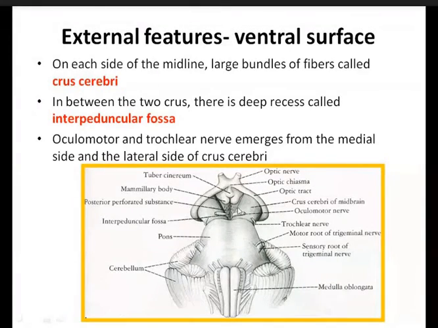This is the boundary of the interpeduncular fossa, where we can see the tuber cinereum and the mammillary body in the floor. The oculomotor and the trochlear nerve emerge from the medial side and the lateral side of the crura cerebri. On the medial aspect we can see the oculomotor or third cranial nerve, and on the lateral aspect the trochlear or fourth cranial nerve. This is the crura cerebri, this is the interpeduncular fossa, this is the oculomotor nerve, and this is the trochlear nerve. They are very important features on the ventral surface.